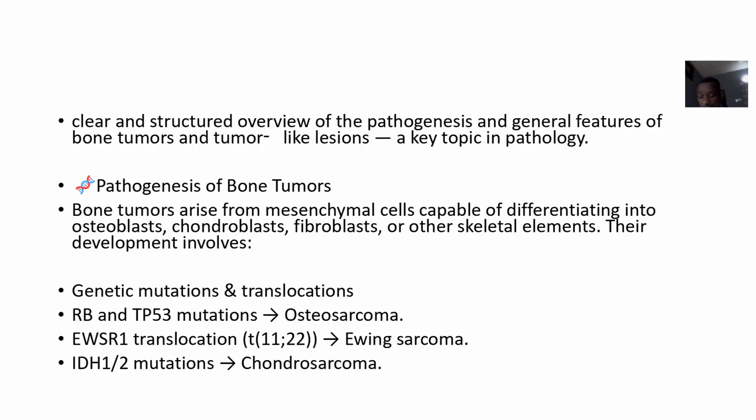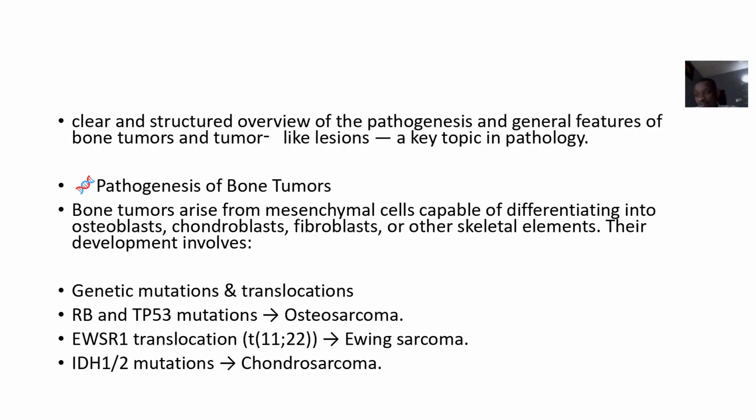So bone tumors usually arise from mesenchymal cells that are capable of what? Forming other cells, like osteoblasts that get to form bones, chondroblasts that get to form cartilage, fibroblasts. Okay, so they arise from the parent cells. Okay, so their development involves genetic mutations and translocation.